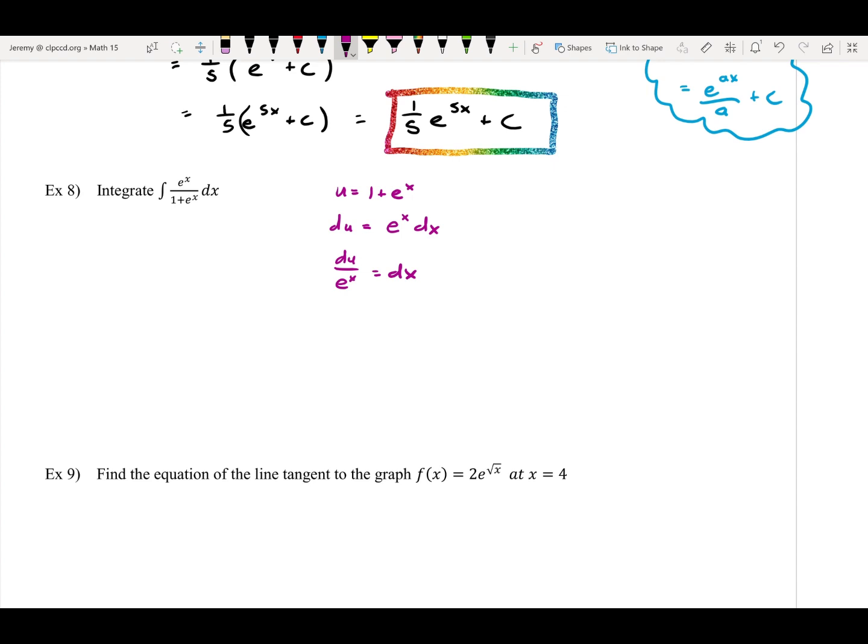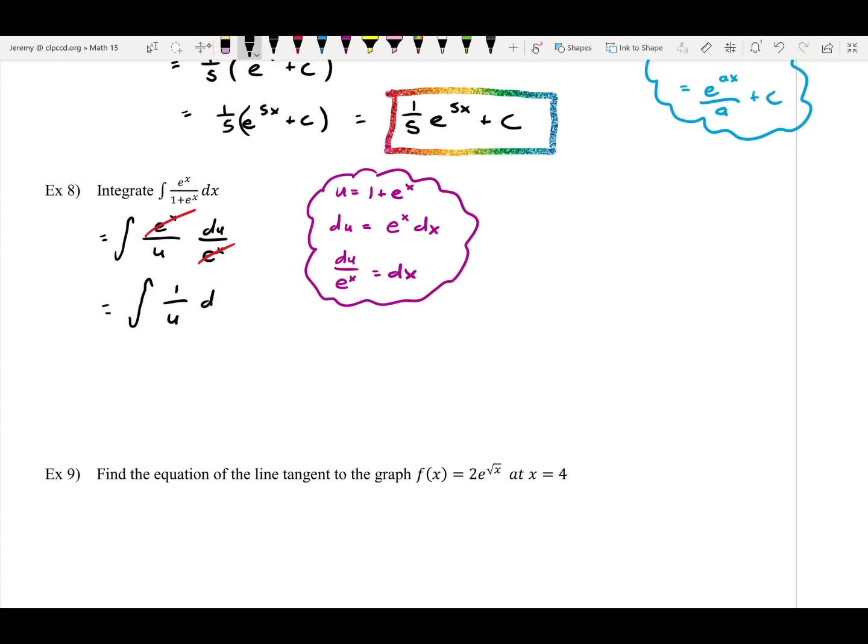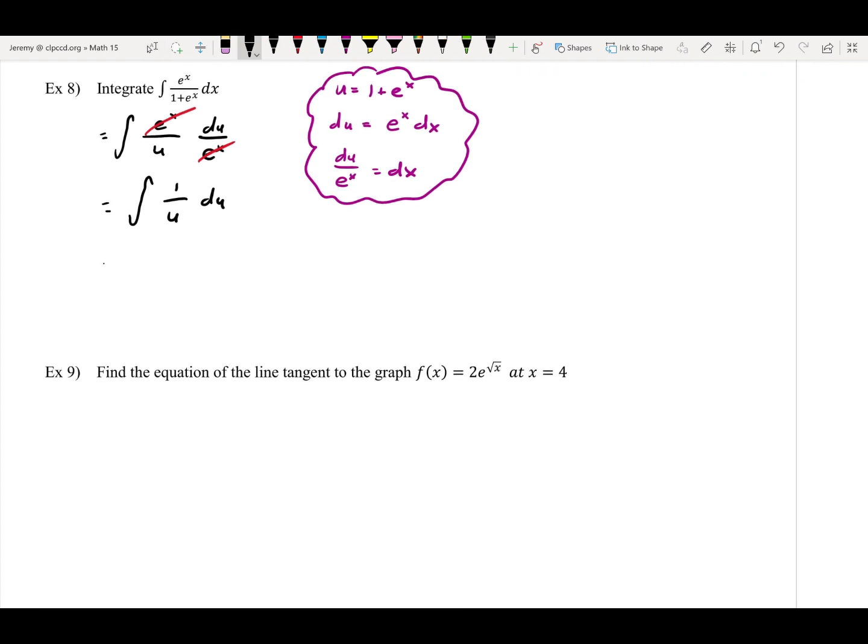And I'm liking the look of this because this is going to become u. I was just hoping that something would cancel with that e to the x, and it looks like I'm going to get that. So making the substitution, this will be the same as the integral of e to the x over u du over e to the x. And sure enough, the e to the x's make a big 1. They go away. This is just the integral of 1 over u du. What's the integral of 1 over u? No power rule here. Remember, this is where we get the natural log of the absolute value of u.